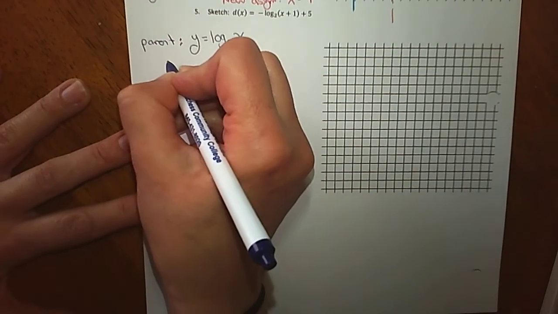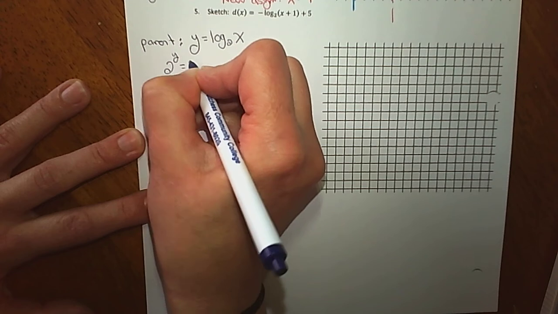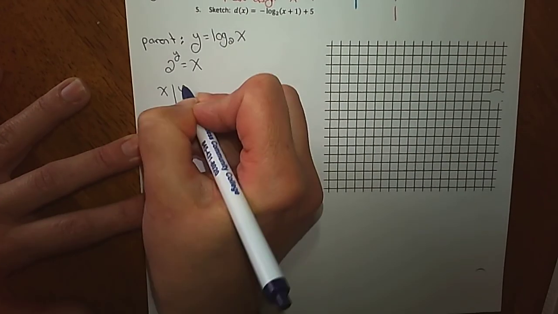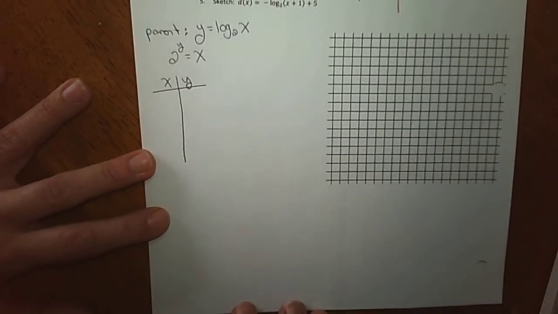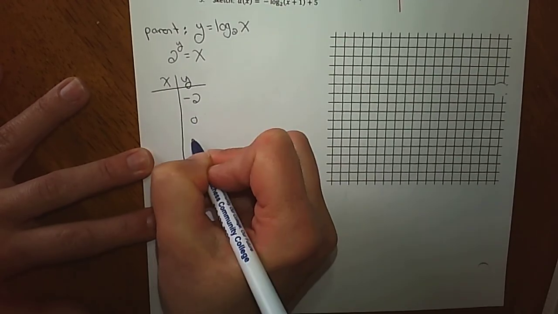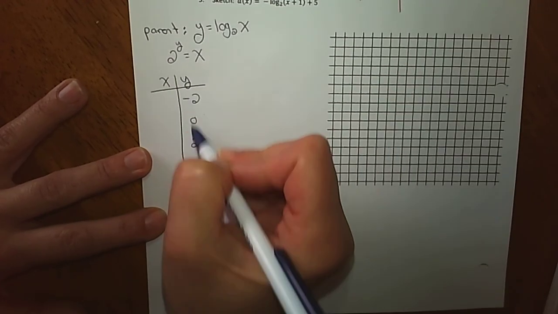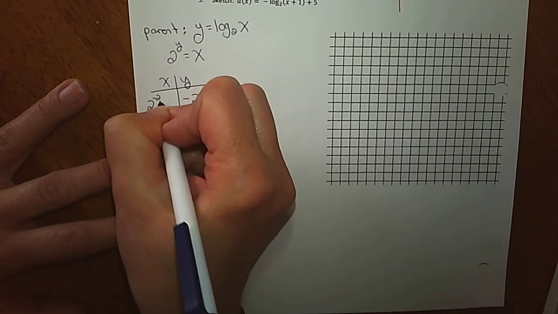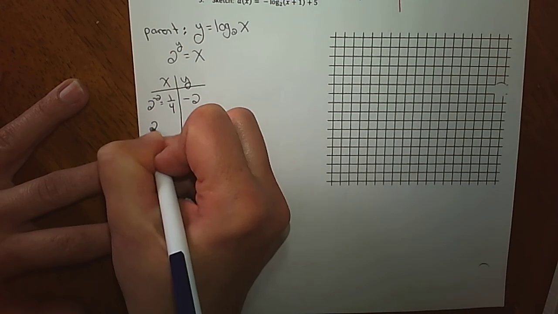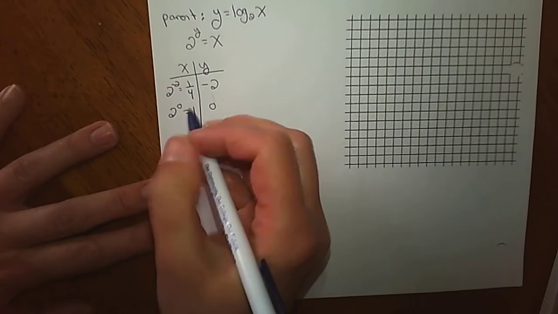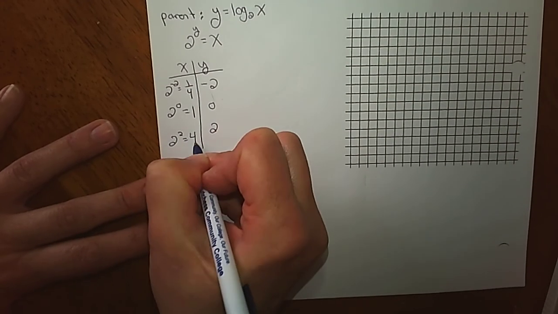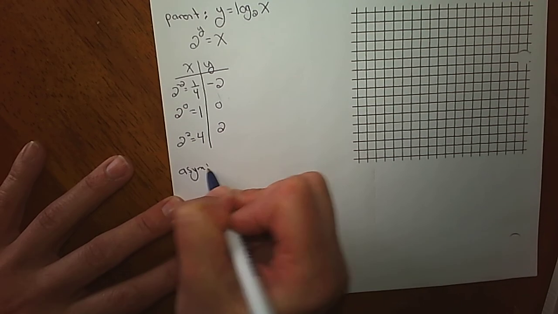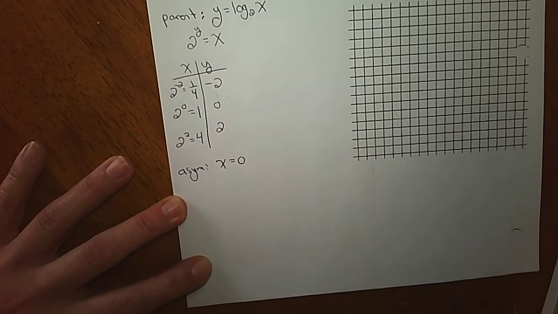So now, if I bend it, it's 2 to the y equals x. All right, so x, y, negative 2, 0, 2. And again, I'm putting it down the y column because that's the exponent. 2 to the negative 2 is 1/4. 2 to the 0 is 1. And 2 squared is 4. Now, the asymptote for a basic log graph is always x equals 0.